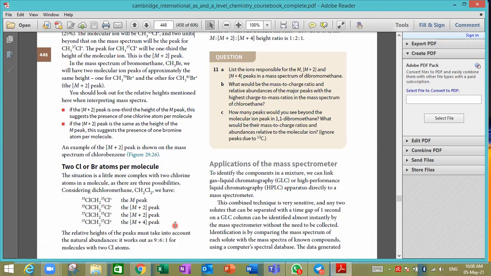We did this before, the 9 to 6 to 1, in AS, when we have only a chlorine molecule. You remember this, or shall I give it to you in more detail? Why do we get this ratio, 9 to 6 to 1? Miss, I don't remember. Okay.